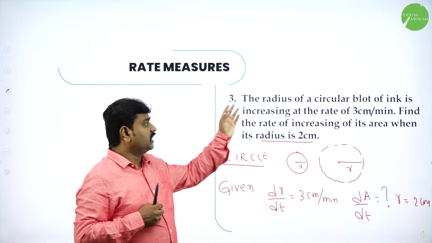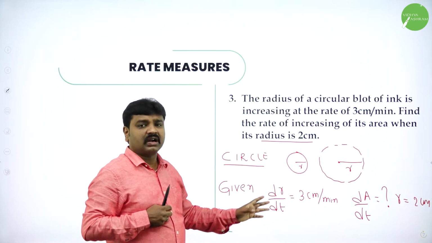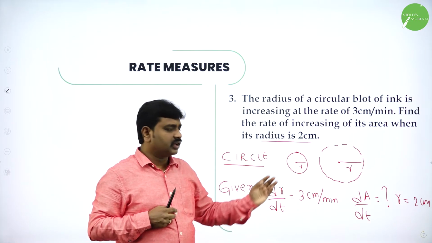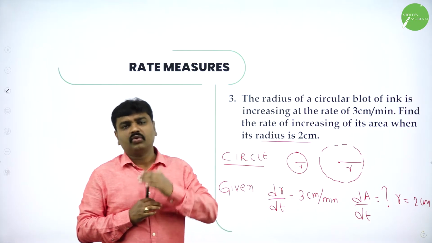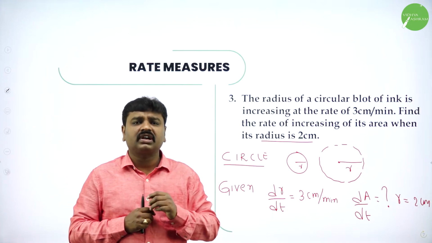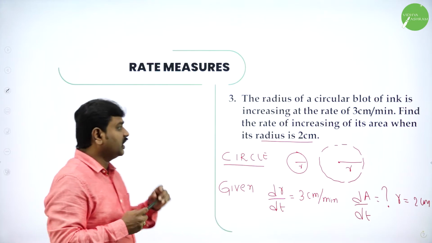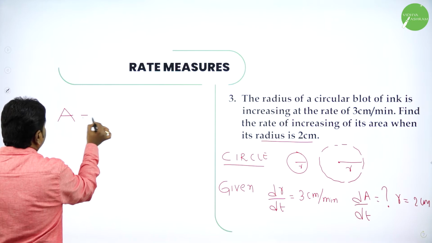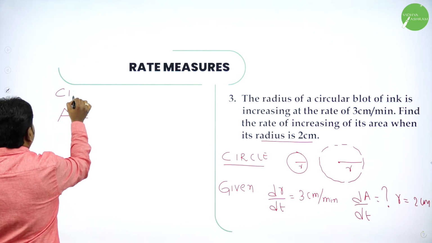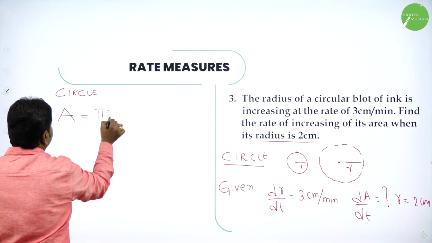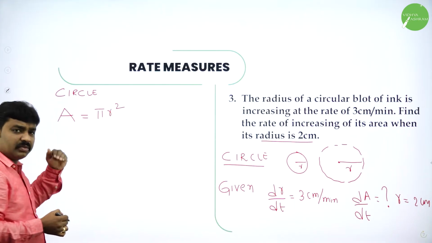So now radius is increasing means d by dt of r, and rate of change of area means d by dt of A, whatever is given. Now they are talking about a circle. So first you should know the area of a circle. What is the area of a circle? Pi r squared. That they don't give. In the problems they don't talk about mensuration. They are talking about a circle, and for a circle all of you know the area of a circle. What is the area of a circle? Pi r squared. So now differentiate both sides because you need d by dt of A.